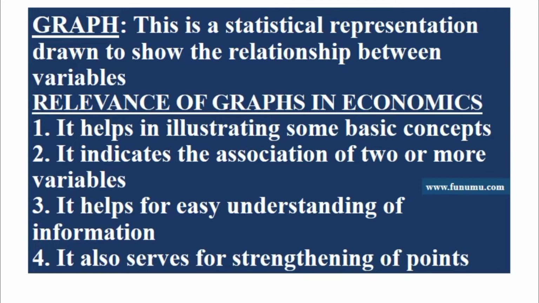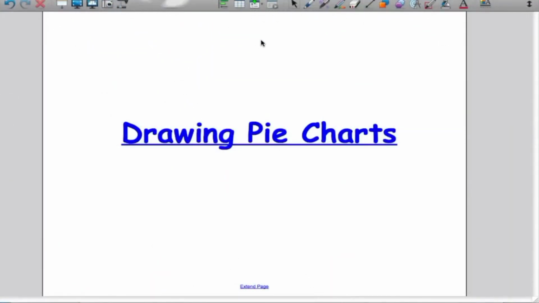Next up is graph. This is a statistical representation drawn to show the relationship between variables. And graphs are also important because it helps in illustrating some basic concepts. It also indicates the association of two or more variables.